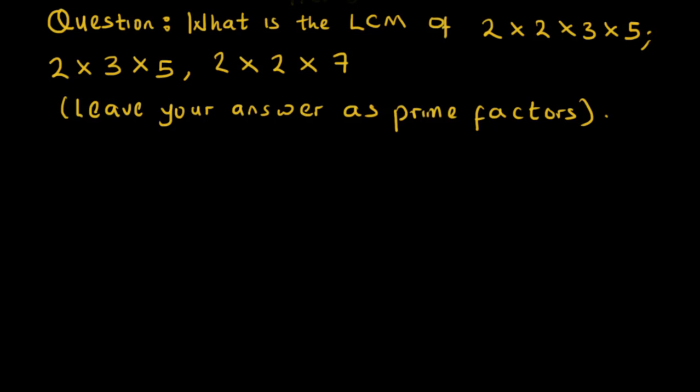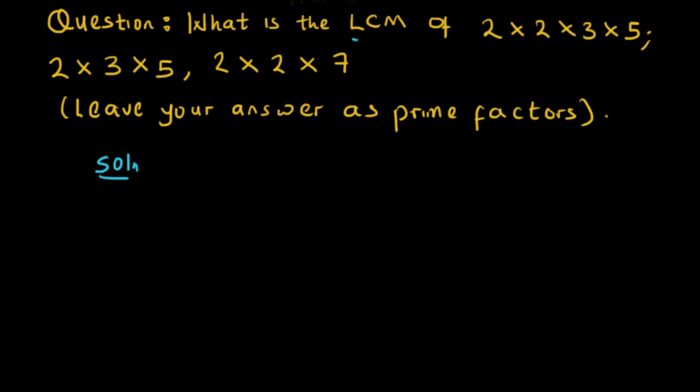In this video, I want to take some questions under LCM that I did not touch in the previous video. So let's look at this question. What is the LCM of 2 times 2 times 3 times 5, 2 times 3 times 5, and 2 times 2 times 7? We are told to leave our answer as prime factors. Now this is pretty simple.